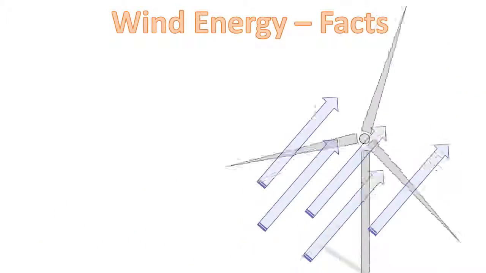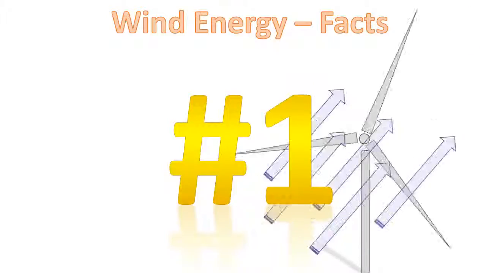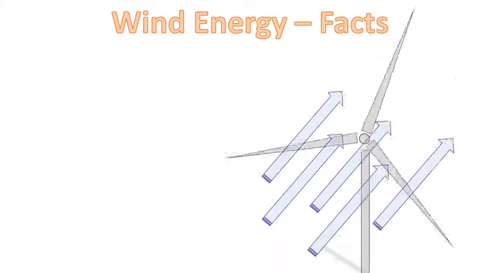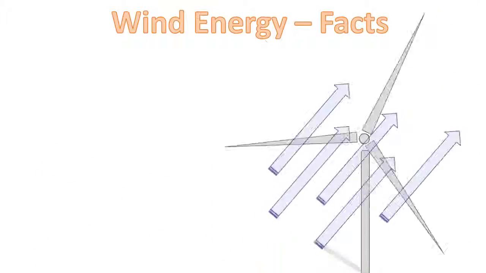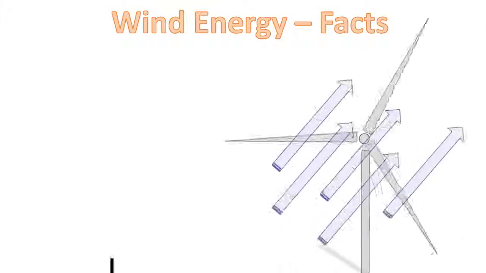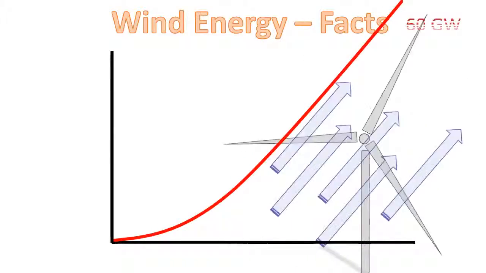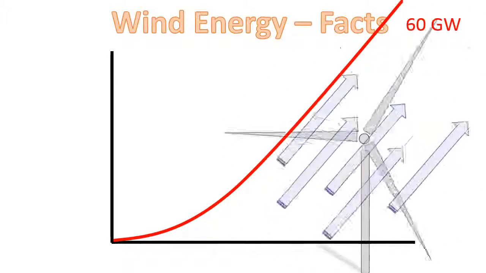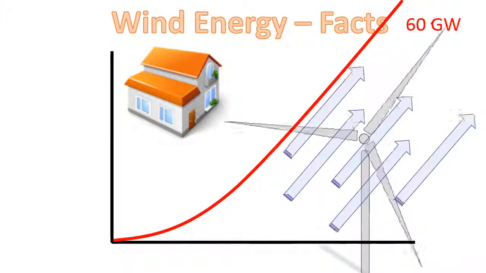Wind energy became the #1 source of new U.S. electricity generation capacity in 2012. This accounted for an investment of $25 billion, representing 43% of new electric additions. Due to the investments and additions, the wind electricity production rose, surpassing 60 gigawatts by the end of 2012. This is enough energy to power 15 million homes each year.